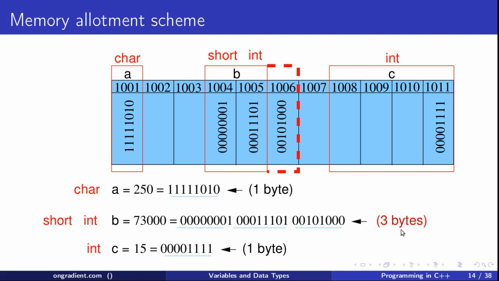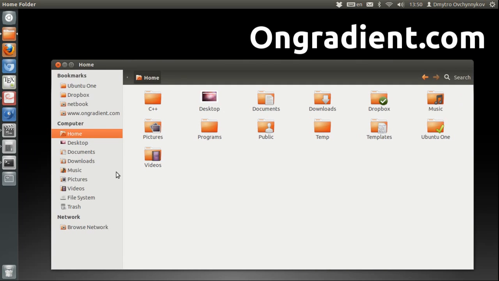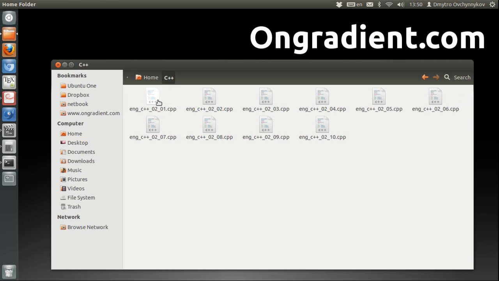Turn to the practical exercises. Let me remind you, you can upload files with examples for the second lesson from the website on gradient.com. Create a folder and call it C++ in your home folder. Put there the files with sample code. Run the terminal program and type in the console the next commands. Once again, the folder C++ should be in your home directory. Sample code should be in the folder C++.